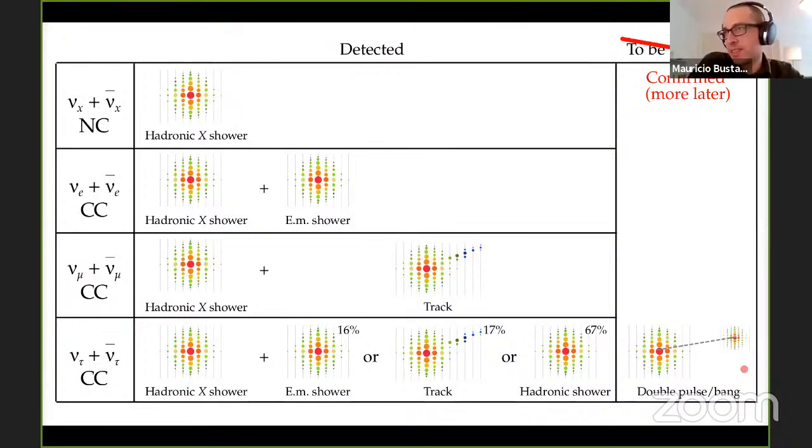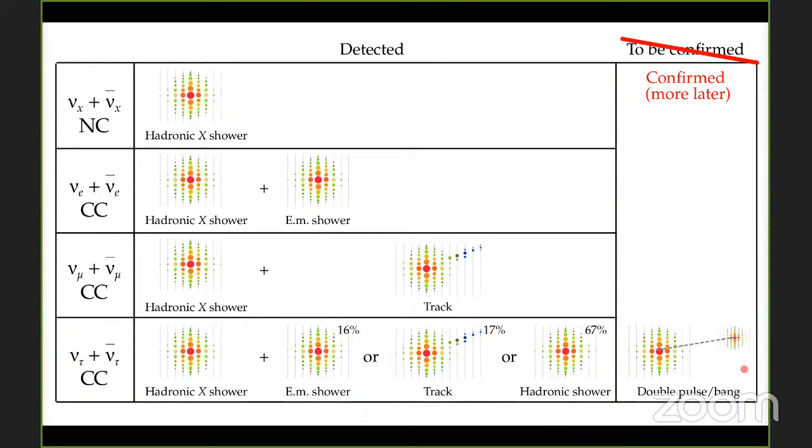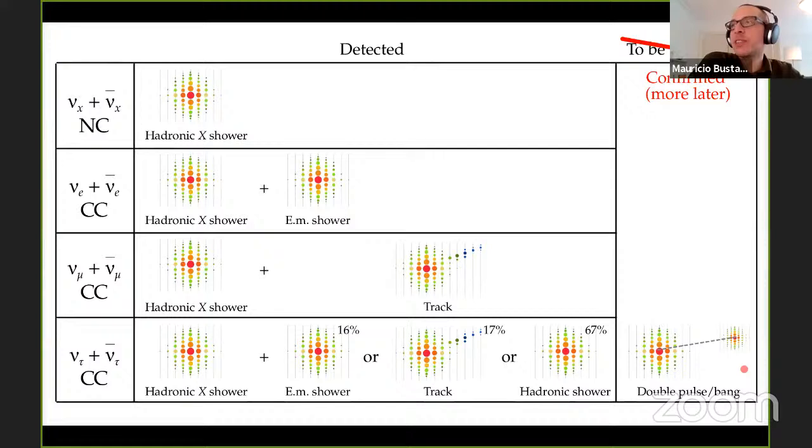That's a good question. And there's two answers to that. The short answer is we cannot. And then we live with that. They are overlaid on top of each other, right? And then we see them as a big shower. And whether there's an electromagnetic shower or not, that's a question we cannot answer. Okay, that's the short answer.